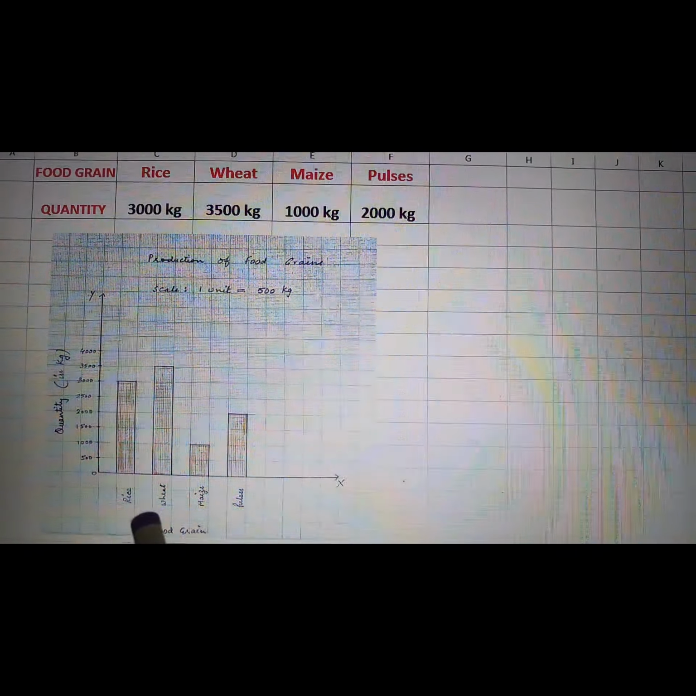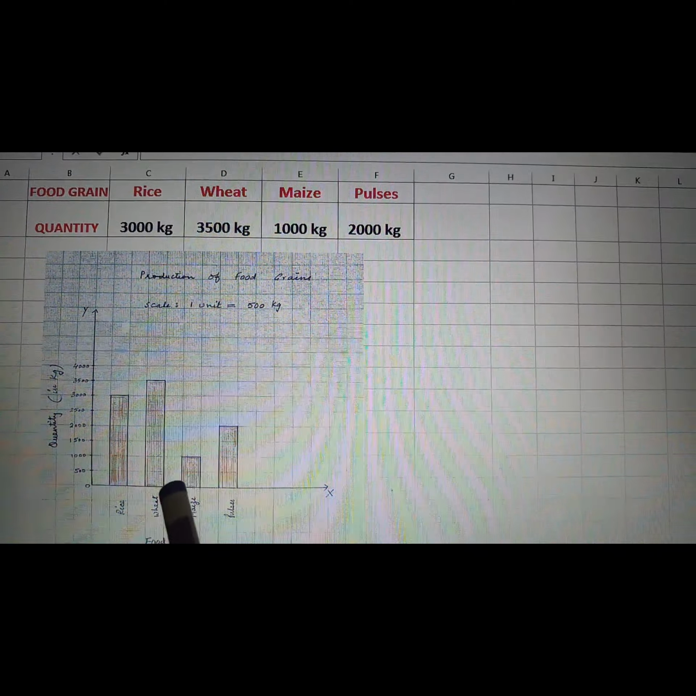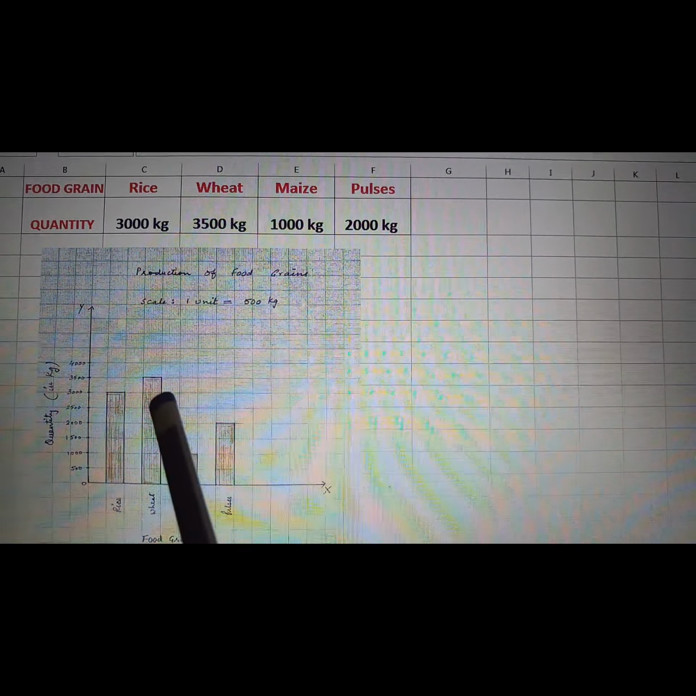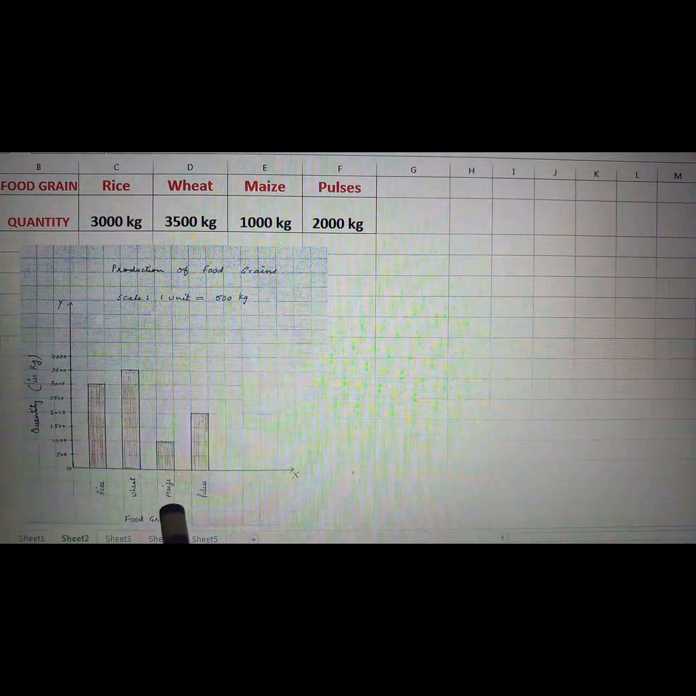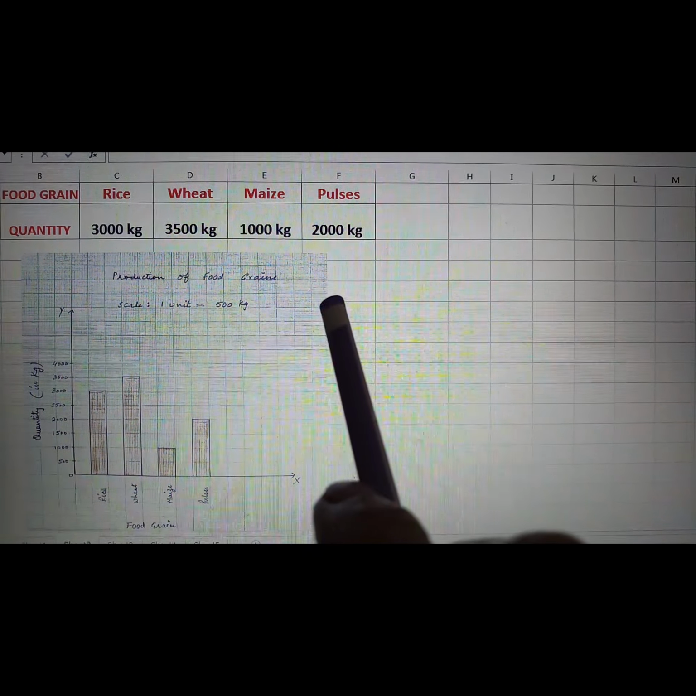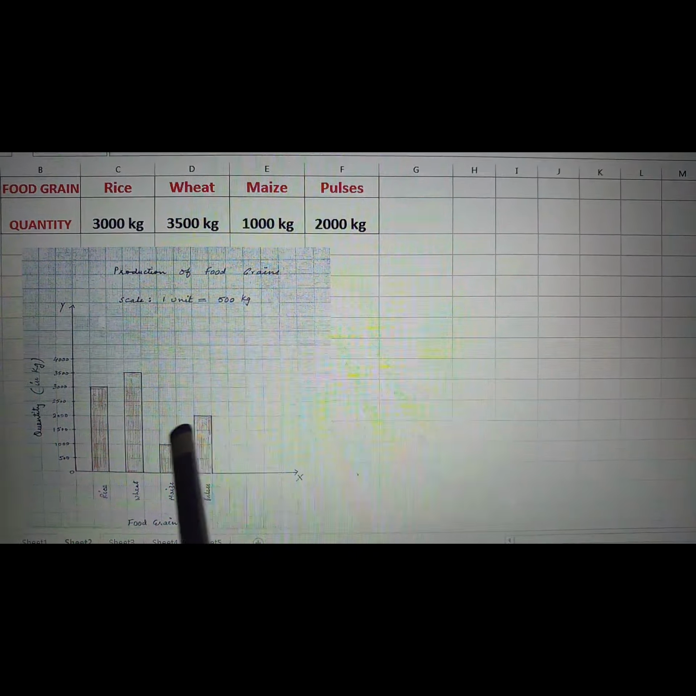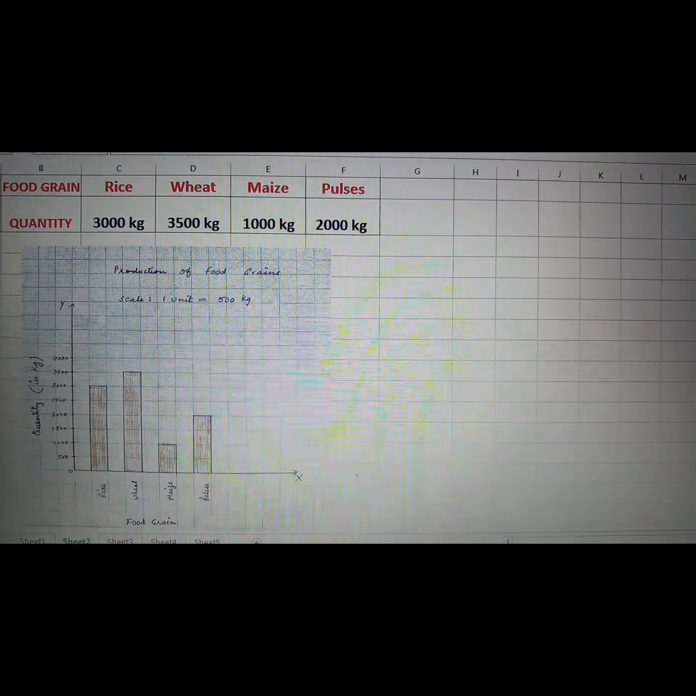Write down rice here. Now wheat. Wheat is 3500 kg. Draw a rectangle up to 3500 and write down wheat here. Maize is 1000 kg. Draw a rectangle up to 1000 and write down maize here. Pulses are 2000 kg. Draw a rectangle up to 2000 and write down pulses.